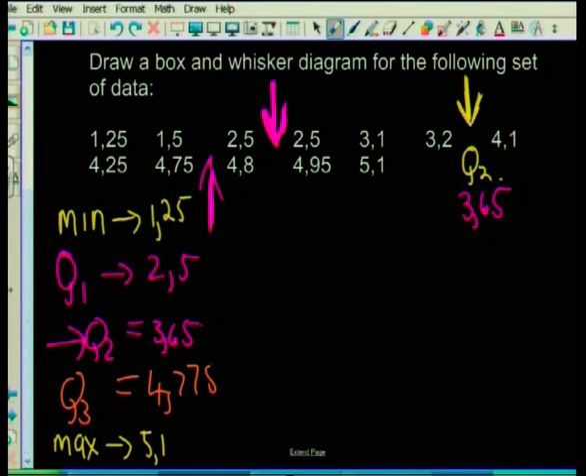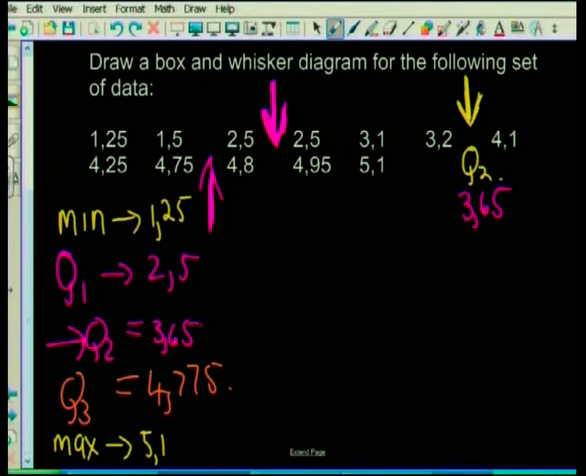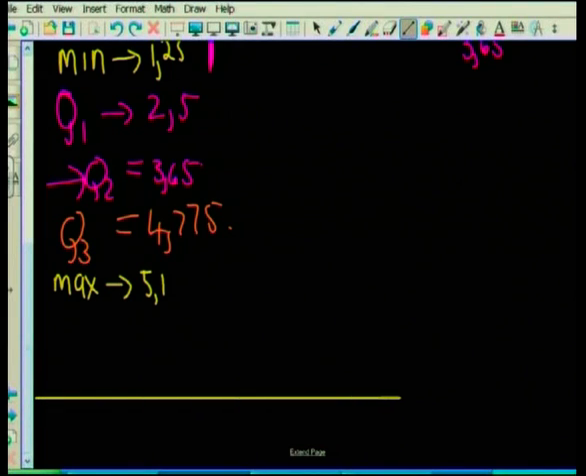4,775. Now, it's really important, guys, to choose a scale that makes sense, because they just asked us to draw a box and whisker diagram. Now, my range of my data isn't that big. My lowest value is 1,25 and my highest is 5,1. So I'm going to have to at least choose a scale that can represent the halves and so on properly. Ideally speaking, you would want to have graphing paper, because if you have graphing paper, of course, you can make sure that you do this properly.